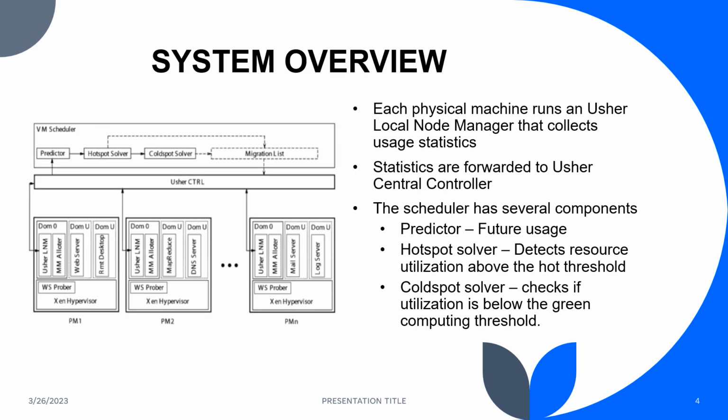Each physical machine runs a local node manager that collects the usage statistics of resources and sends it to the Azure central controller. The VM scheduler itself has three parts: a predictor that can predict the future resource requirements of a virtual machine, a hotspot solver to detect a physical machine overload with resource usage exceeding the hotspot threshold, and a cold spot solver that checks for physical machines which are underutilized and can be turned off to save energy.